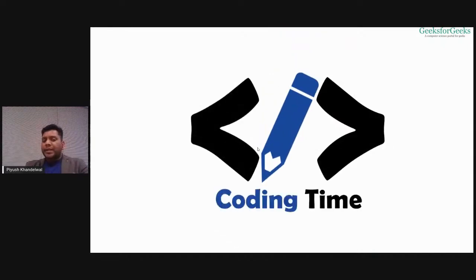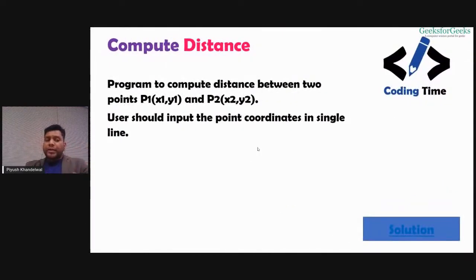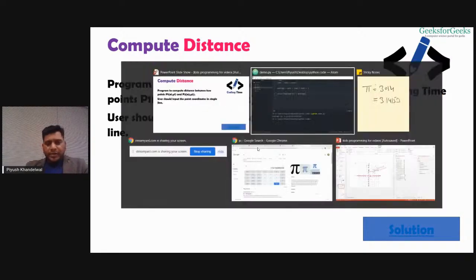Next thing is we need to write a program for the same. We need to write a program to compute the distance between 2 points, P1 and P2. P1 has coordinates x1, y1, P2 has coordinates x2, y2, and the user should input the point coordinates in a single line. So we want the user to input x1, y1 in one line and x2, y2 in another line. So the first thing that we are going to do is open the editor and write down the steps in the form of comments. Then we'll write the code. Okay, so I'll switch to the editor.